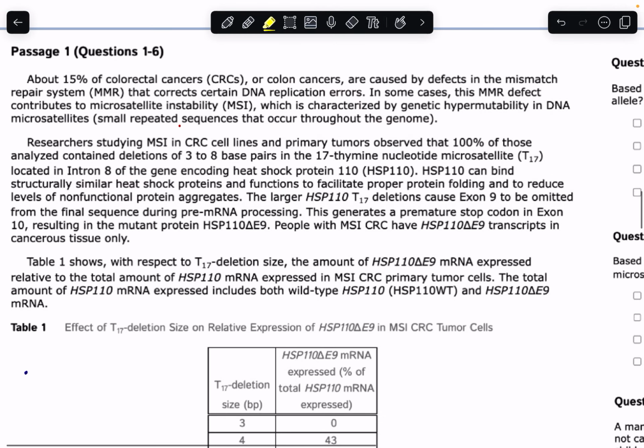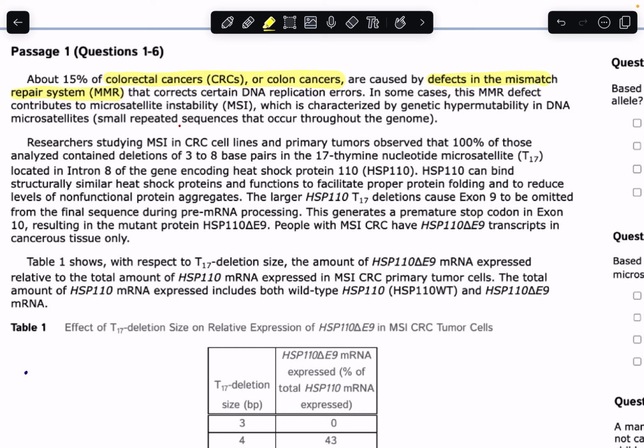All right, so about 15% of colorectal cancers, CRCs, or colon cancers, okay, so this is about colon cancers, are caused by defects in the mismatch repair system, MMR, okay? I am highlighting the acronyms here because for the MCAT passage, they usually prefer using acronyms. They would just say the full name one time, and then later in the passage you would just see MMR, CRC instead of the full name.